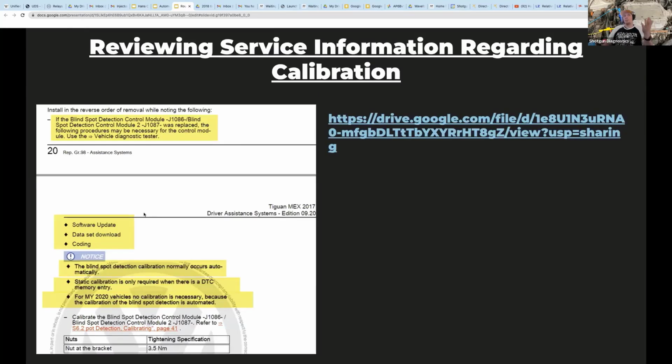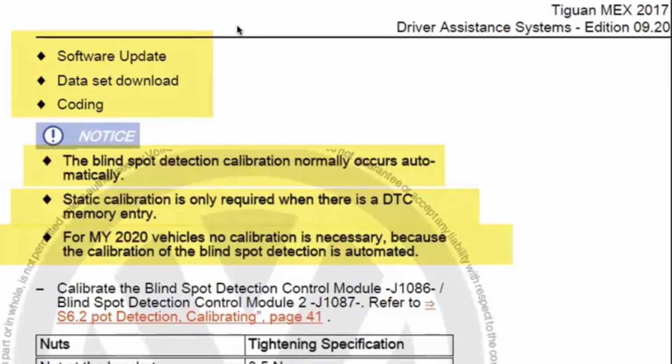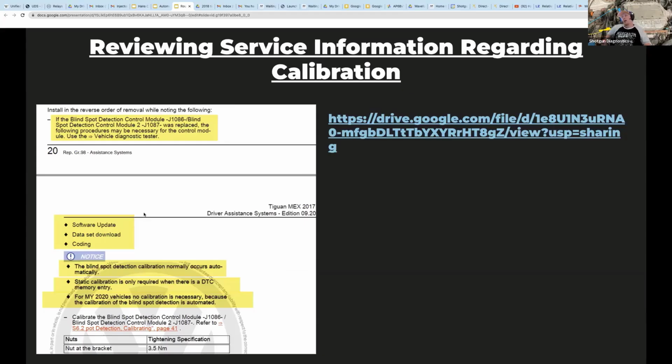So here we had blind spot control module. It says we don't have to calibrate it all the time. Sometimes it will self-calibrate unless there's a fault code, or unless it's 2020 and newer, in which case it always self-calibrates. So in the ADAS world, the vernacular is now basically static calibration and dynamic calibration.